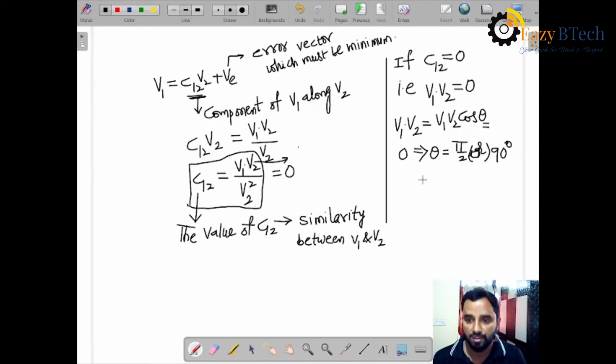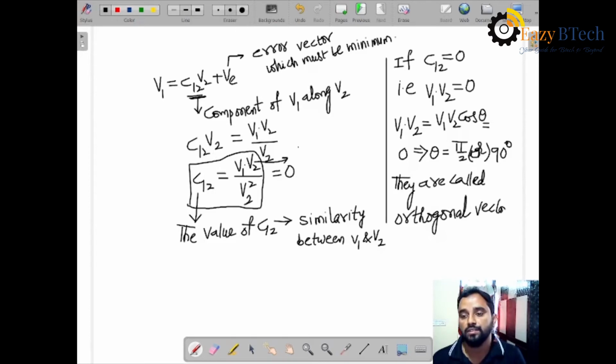All have the same meaning. Dot product is 0 means they are called orthogonal vectors. This is the word we say, orthogonal. So the meaning of orthogonality or orthogonal vectors is that the dot product is 0. That is the clarity.